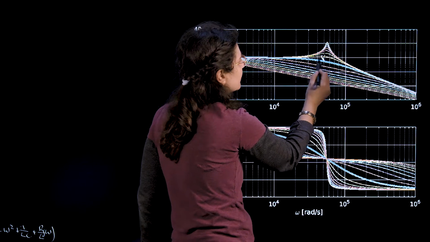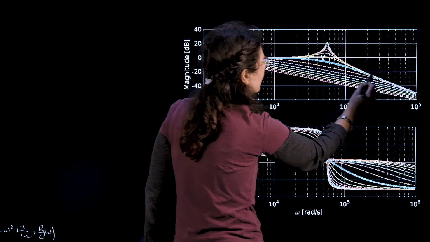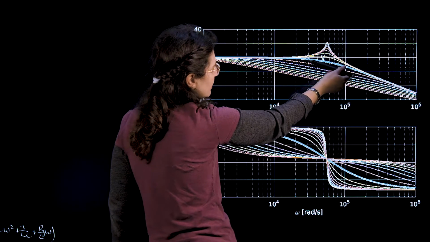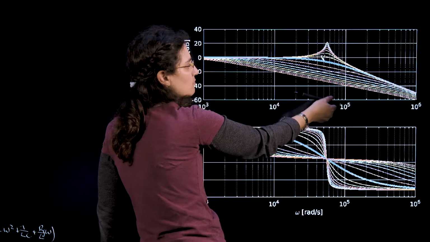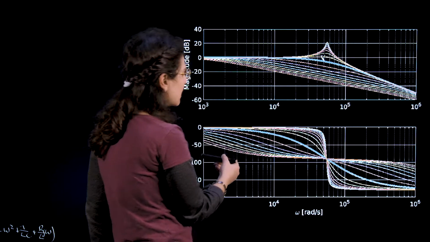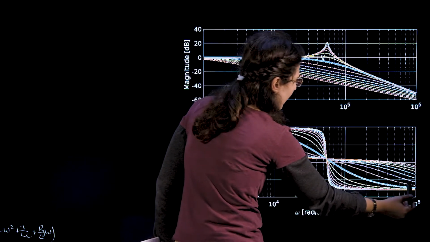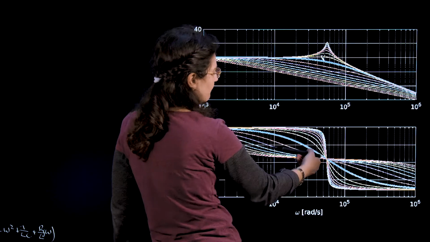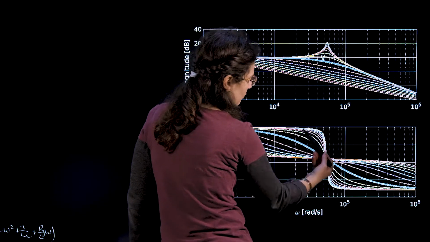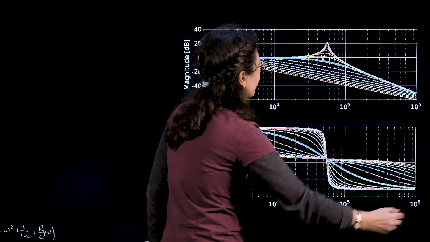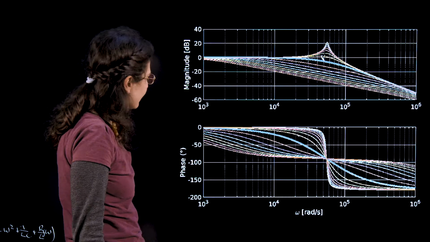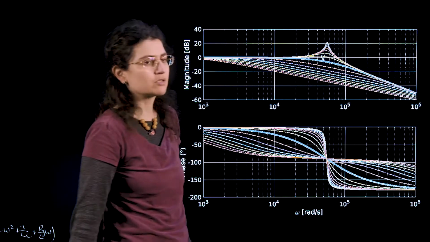For the case of zeta equals 1, where the damping factor is 1, I get this blue curve. And if the damping factor is higher and higher, my response becomes flatter and flatter. And the same with the phase. It starts here, and for higher damping factors, it goes flat like this, and for lower damping factors, it goes sharp like this.